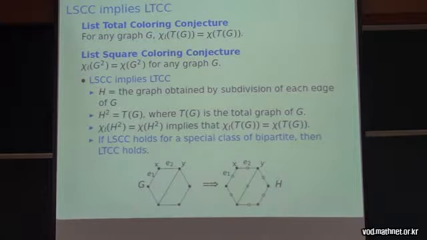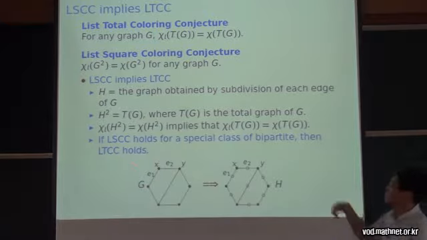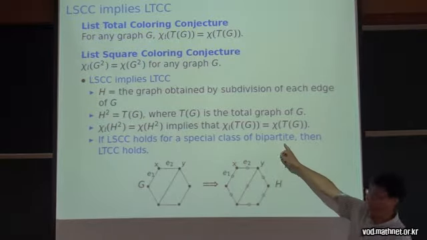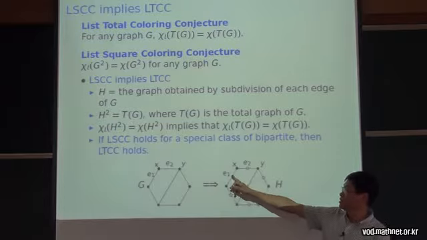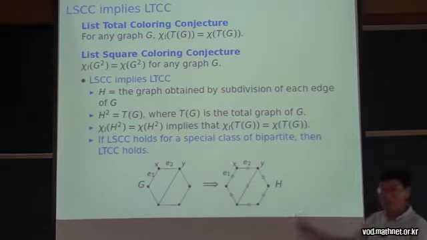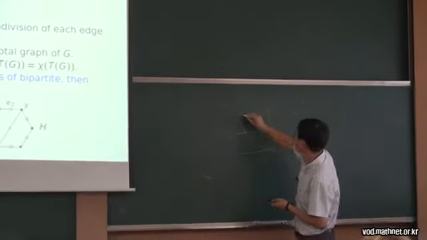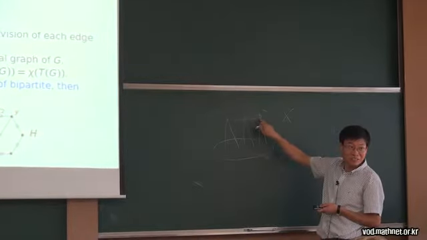But the list square coloring conjecture is, in some sense, too strong, because we just need this conjecture to be true only for a very special case of bipartite graphs. Because if we subdivide every edge, then it becomes bipartite. And another condition: it is bipartite, but in one side the maximum degree is just 2.